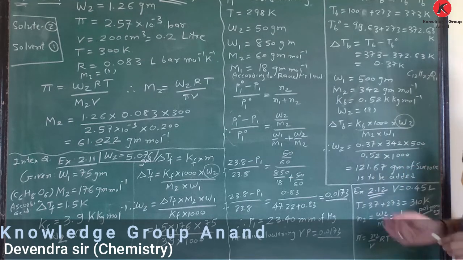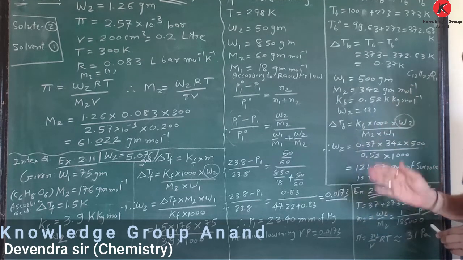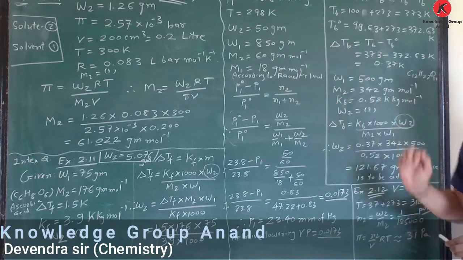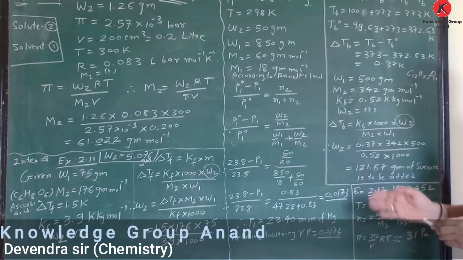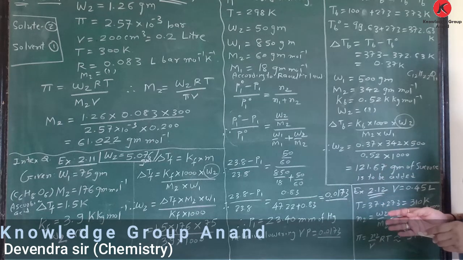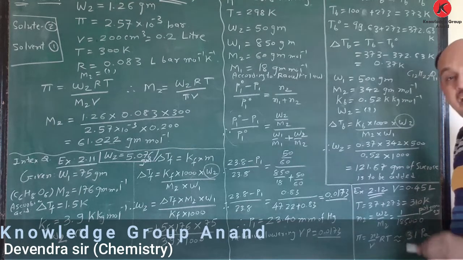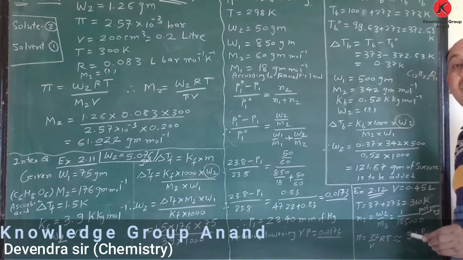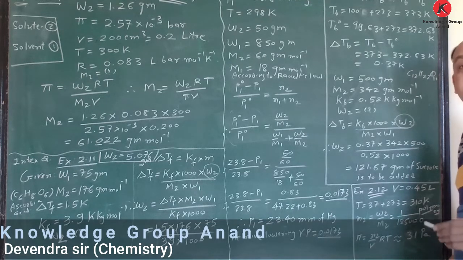So here our topic in-text questions and example number 2.11 is completed, and now we switch towards the next lecture number 12, which is your last topic of solution, abnormal molecular mass. Please make a note of this and correct it, and whatever the formula is there, you remember in your own way.